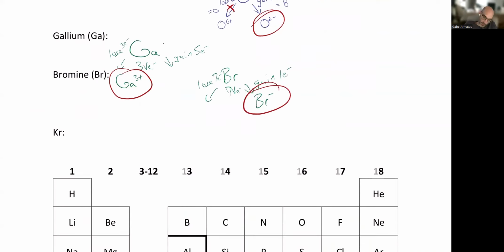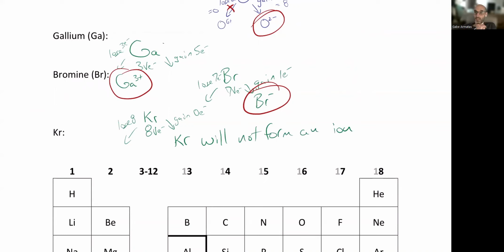Okay. How about krypton? So we know that krypton has 8 valence electrons. Easier to lose 8 or gain 0? Okay, because it doesn't need any, because it already is full. Krypton will not form an ion. It doesn't prefer to do that because it already has that noble gas core. Okay, so that is the preference. Nothing is going to change.